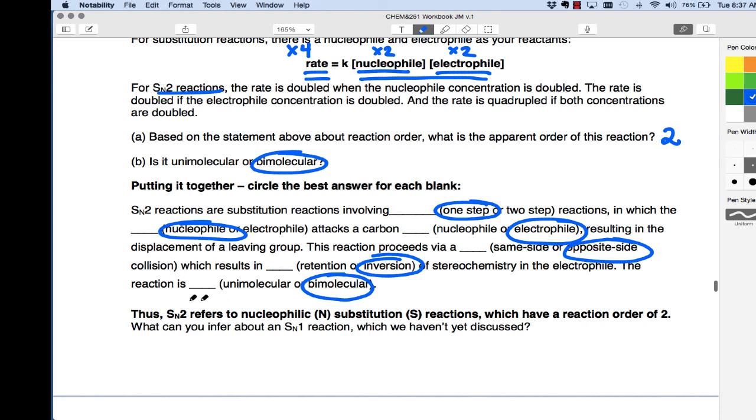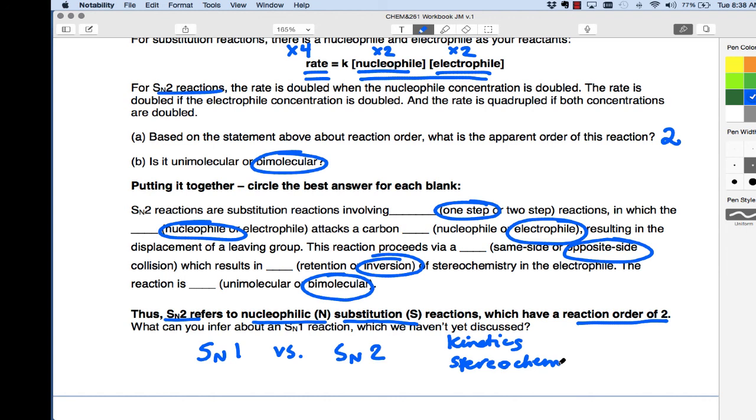So let's finish off with sort of Sn2 refers to N being nucleophilic, S being substitution, and 2 being the reaction order. So as homework then, figure out what are the differences between Sn1 and Sn2 with respect to their kinetics or rate law, with respect to stereochemistry. What kind of products do you see? Do you see if something is chiral to begin with, does it give inversion or does it give racemic mixtures? Think about the mechanism, think about the energy diagrams. Okay, so these are all things that you should be looking at and comparing and contrasting Sn1 and Sn2.